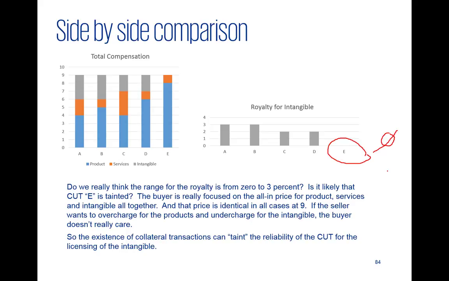So the existence of these collateral transactions may taint the reliability of the CUT for the license of the intangible separately. And that's something you should always keep in mind when you look at these. On the other hand, it may be that you're buying a whole same collection of things, and in which case it might be a usable transaction. The key point always is asking yourself the question, is it comparable to my tested party?